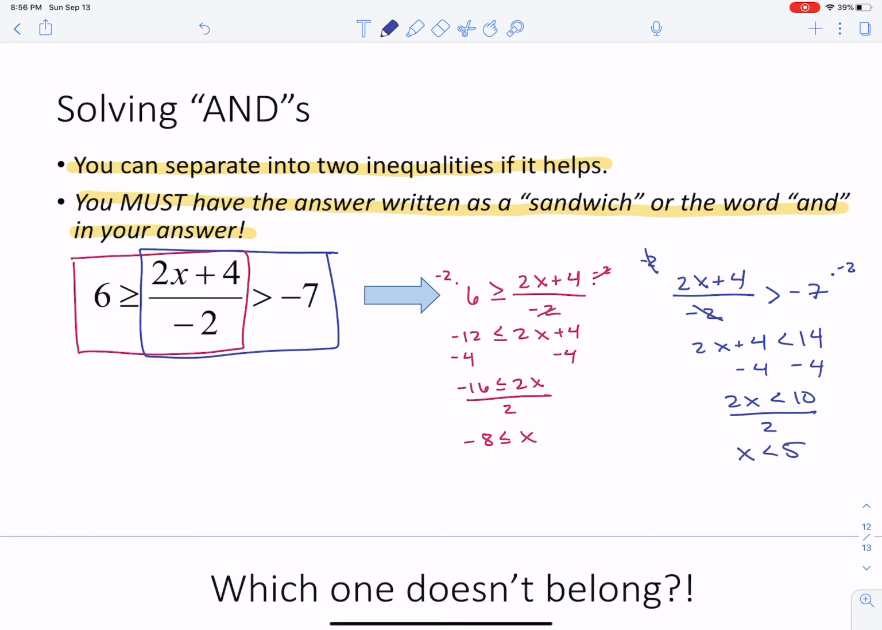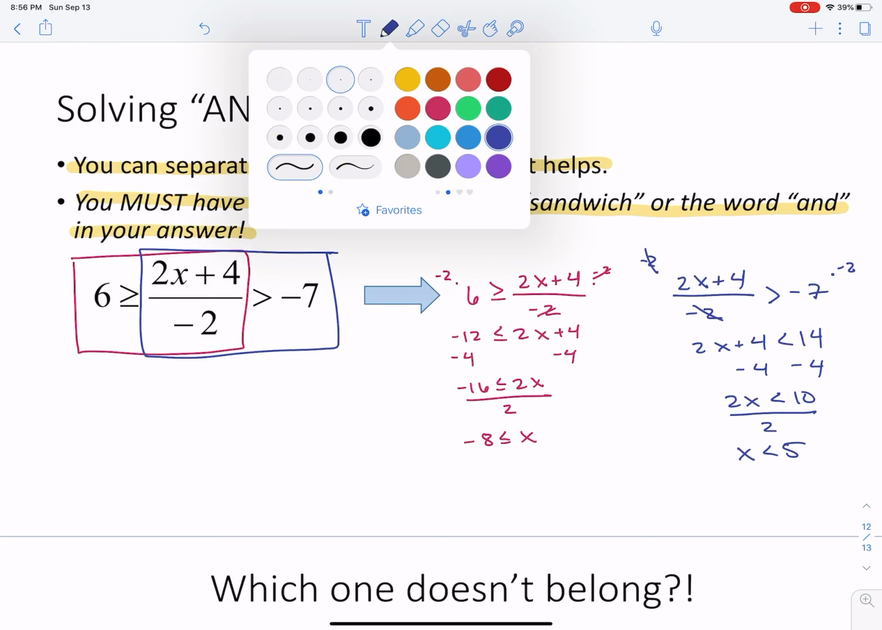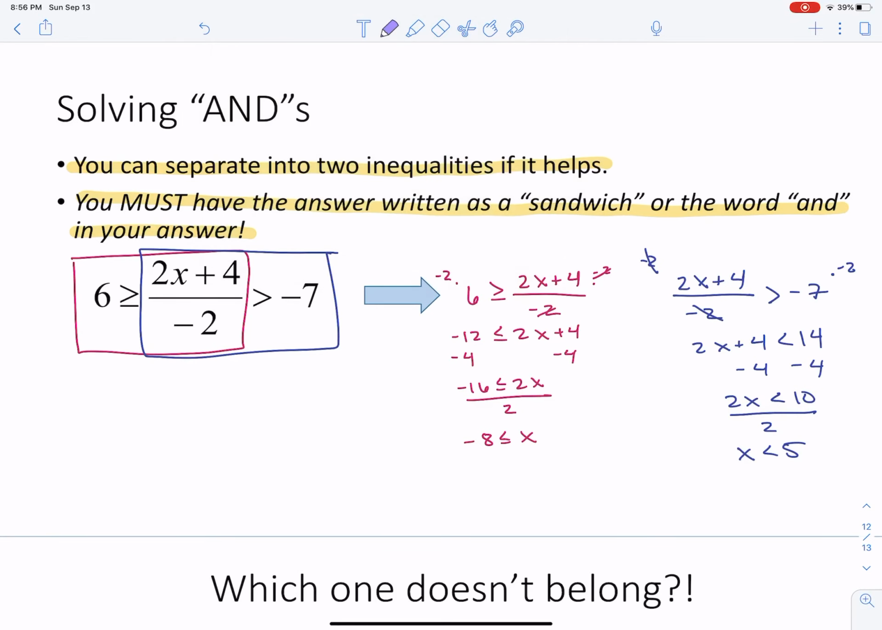Okay, so this is the part where we need to sandwich it together. So I'm going to write my final answer in purple: negative 8 is less than or equal to x, which is less than 5. And this is my final answer for that and inequality. And please make sure that this page is all copied down in your notes.